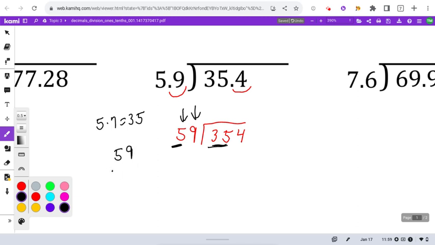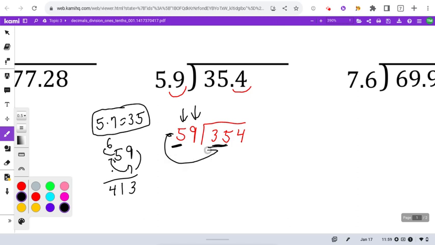59 times 7. 7 times 9 is 63. 3 down, 6 up. 7 times 5 is 35, plus 6 is 41. Now you see, this is a great example of when it does not always work. We thought it was going to be 7 because we had this 5 here. We see the 35 here. But times 7 gives me too large of a number. Remember, your number down here cannot be larger. It needs to be smaller.